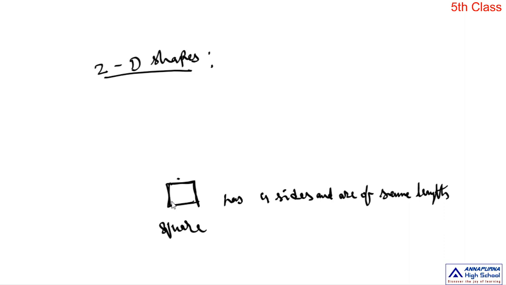And what about the angles? The angle made at this point is 90 degrees, and this is 90 degrees, this is 90 degrees, this is 90. How many such angles are there? 1, 2, 3, 4. Therefore 4 angles of 90 degrees, and it has 4 corners.